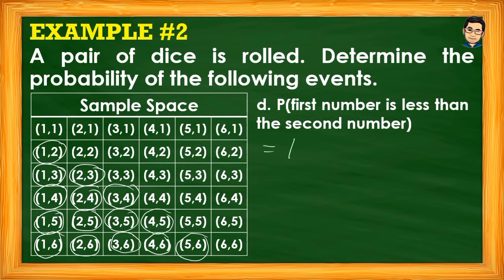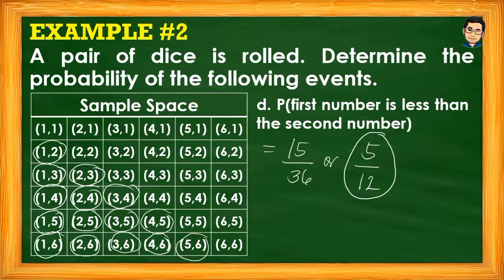So, that is 15 over 36. And then, simplify natin yan, yung GCF is 3. So, 15 divided by 3, that is 5. 36 divided by 3, that is 12. So, our final answer will be 5 over 12. Kung pinagbaligtad naman yan, second number is less than the first number, isa-subtract lang natin yung 15 over 36 sa 1. So, ang lilitaw na sagot doon is 7 over 12.